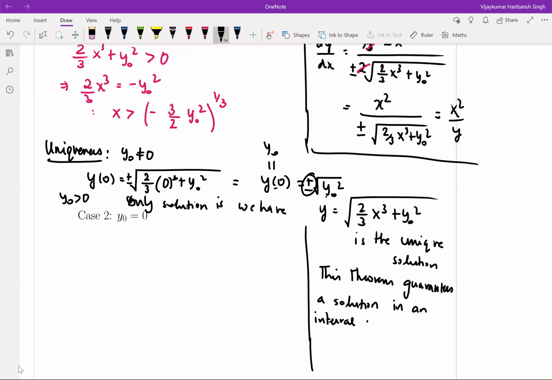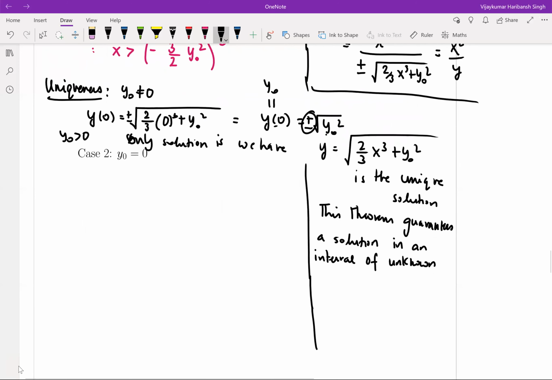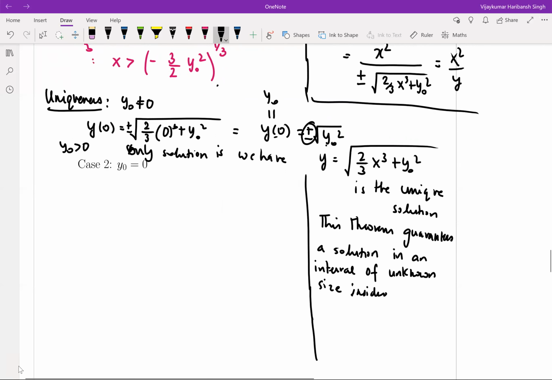What is the size of this interval? Of unknown size, right? Because in nonlinear equations, you can't define the size of the interval in which the solution exists and is unique. But we know that it should be inside this interval. So this is going to be minus 3 by 2 y naught squared to the power 1 by 3 less than x less than infinity. So we know that inside this interval, the solution exists and is unique. Right.